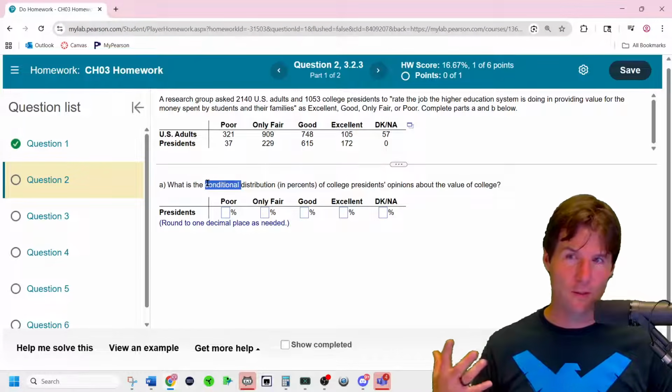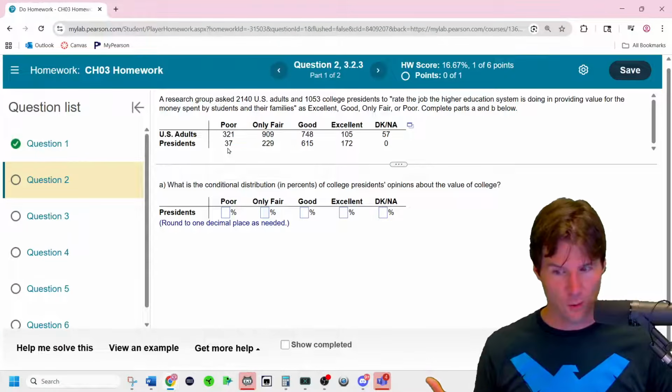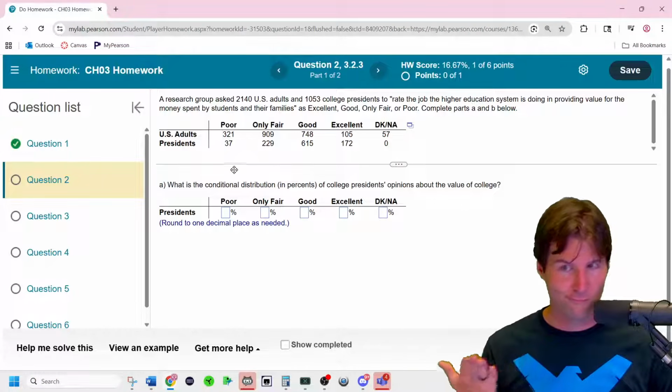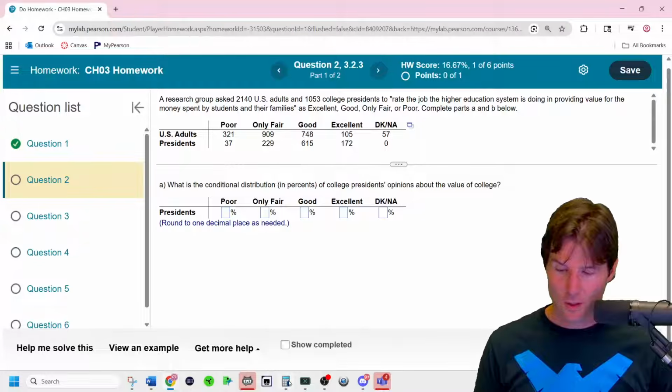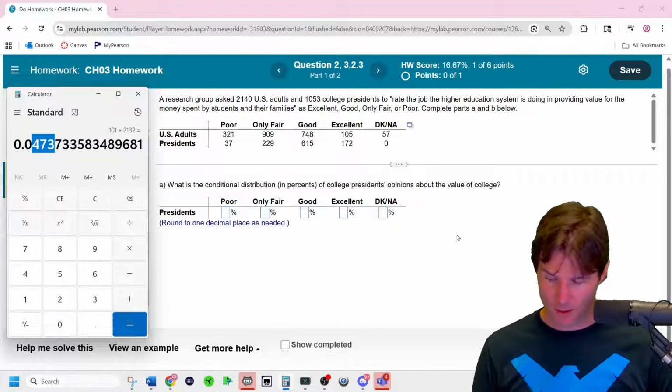Notice it says conditional, given someone's a college president. Actually, it's the lower row. I should have said that. I don't know why they do that. They're going to do that to us. So all you're doing is taking 37, dividing by the total.